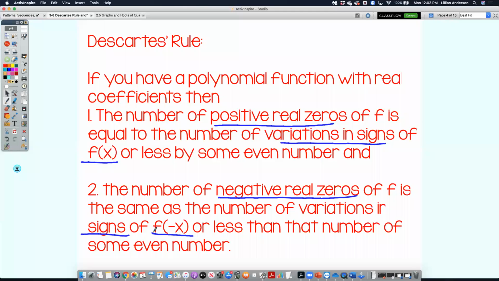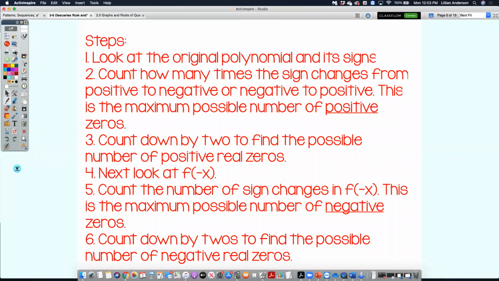How to apply Descartes' rule is those steps that you see below, where you just wrote some stuff in. It looks like a lot, but it's actually very simple once we look at the examples. You want to look at the original polynomial function and its signs. Count how many times the sign changes from positive to negative or negative to positive. However many that is, that's the maximum possible number of positive zeros. Then you count down by 2 to find the possible number of positive real zeros.